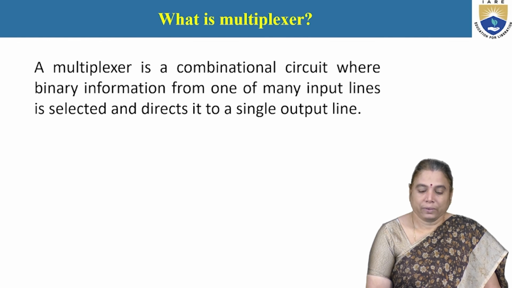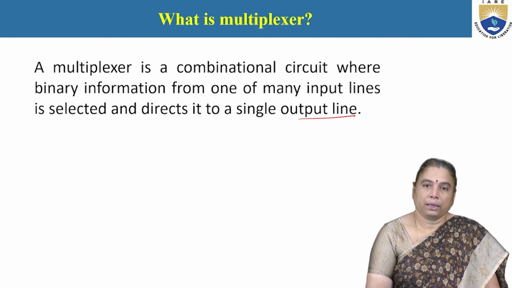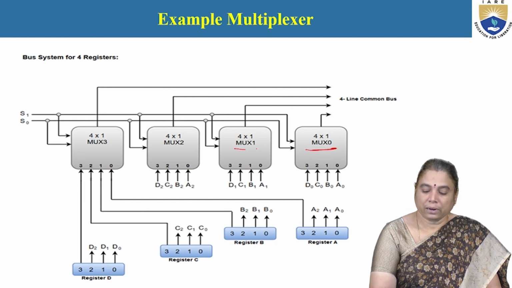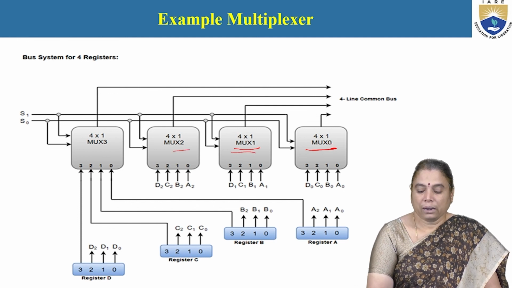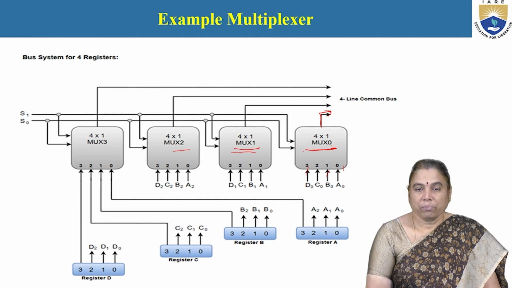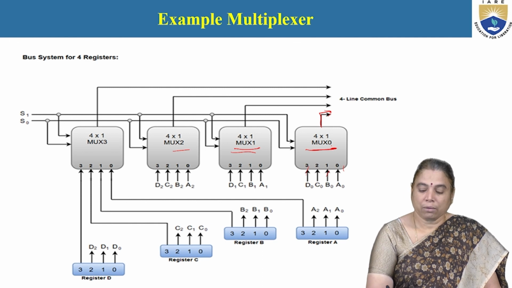What is a multiplexer? A multiplexer is a combinational circuit where binary information from one of many input lines is selected and directed to a single output line. So many to one is generally referred to as a multiplexer. So here this is a combinational circuit. Among multiplexers, a 4x1 multiplexer can be used. That means each multiplexer can receive 4 inputs. Only one output is taken from this multiplexer. So in this way, selection from many inputs to one output can be done with the help of the multiplexer.